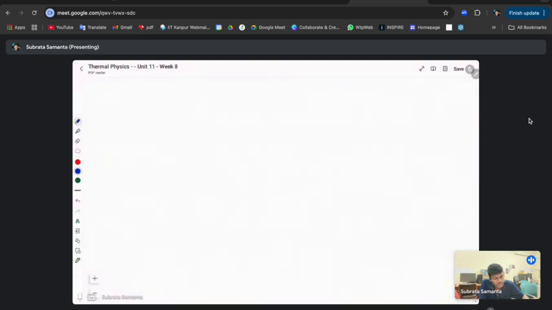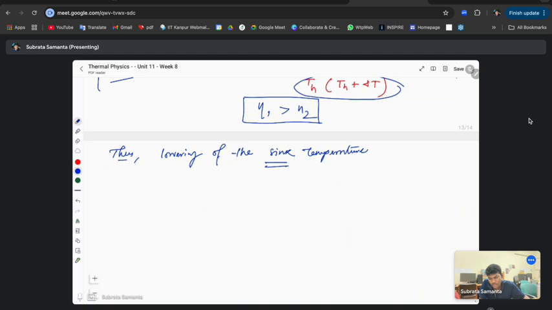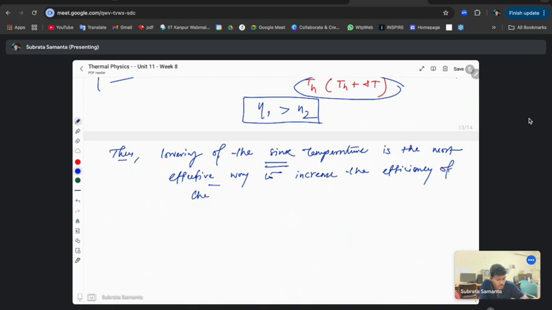So lowering the sink temperature is the most effective way to increase the efficiency of the Carnot engine. Okay, any question?